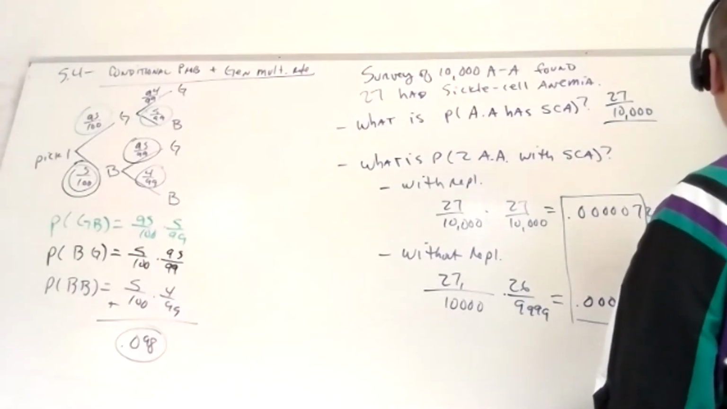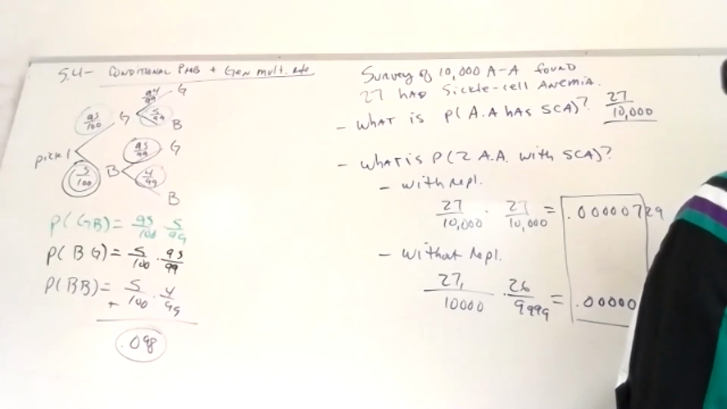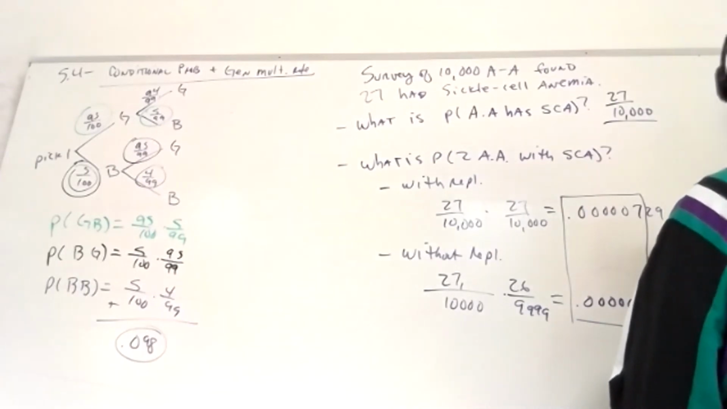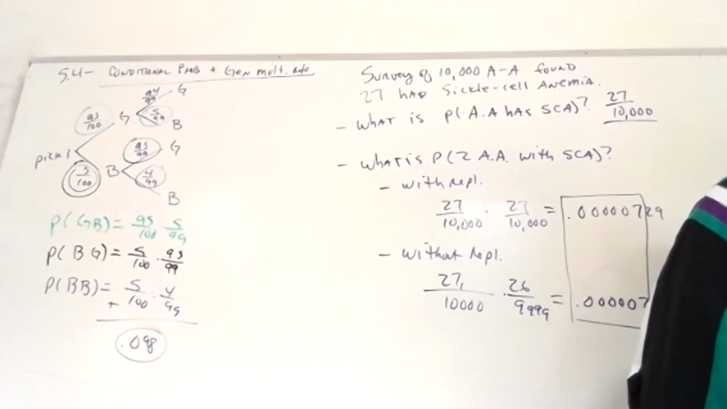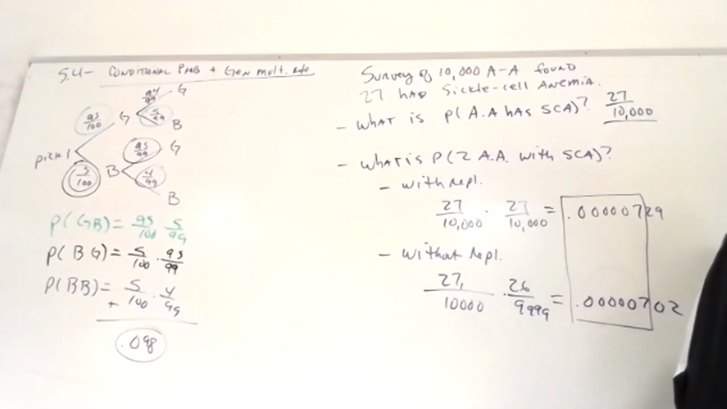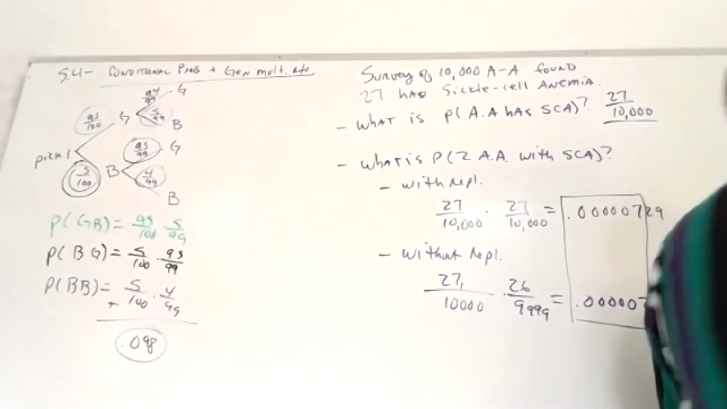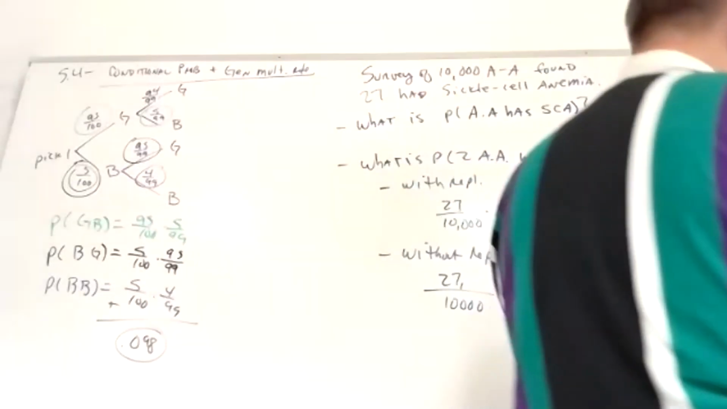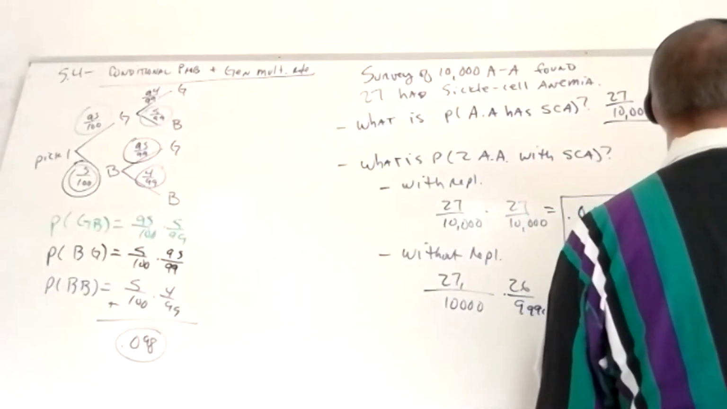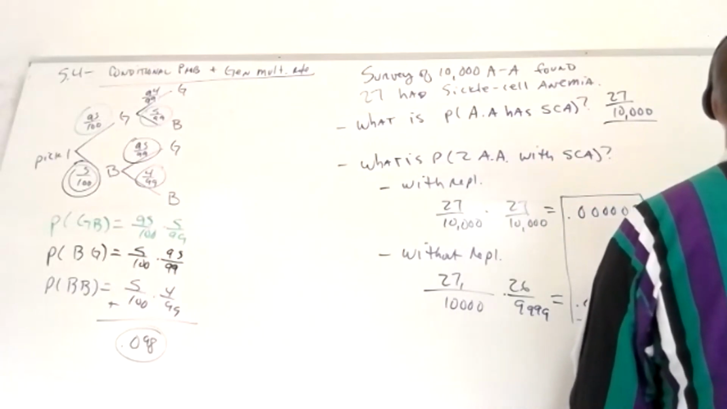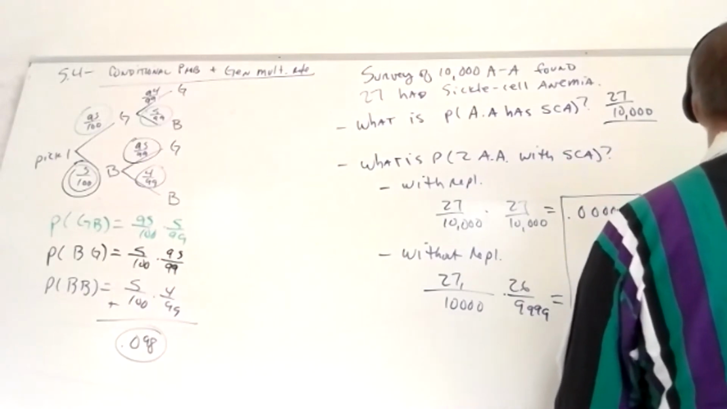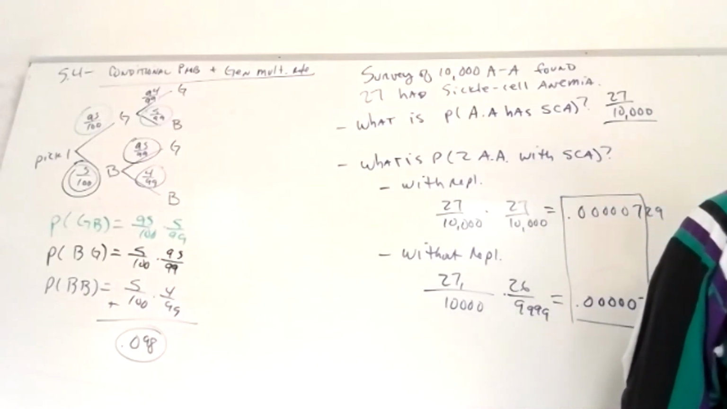So with large samples, it is reasonable to assume independence. Okay? Now, when you say large, what is large? Okay? As a rule of thumb, your sample must be less than 5% of your population size.